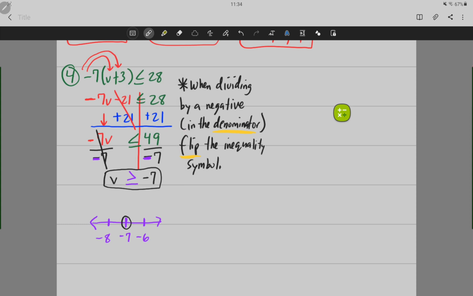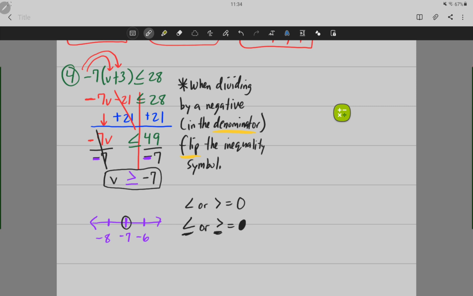All right. Only question, is it open or is it closed? For that, again, we remember our notes. If it's regular symbols, less than or greater than, open circle. If it's any of these two, less than or equal to, greater than or equal to, has to be a closed circle.